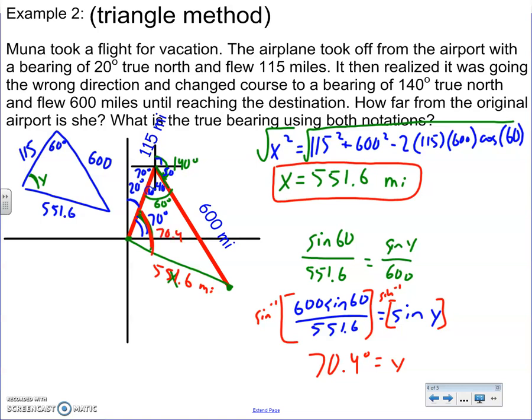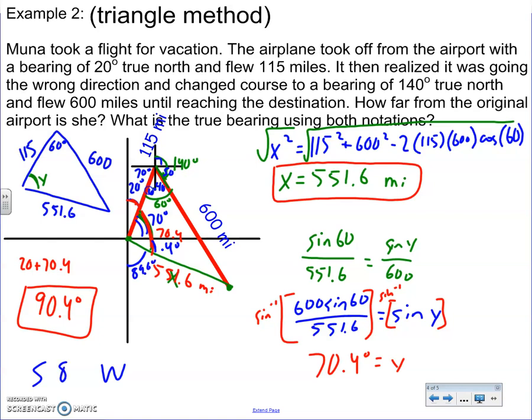If I want the true bearing, I have to add this top part as well. So I can do 20 plus 70.4 to get a 90.4 degree true bearing, true north. If I want the other notation, I'd have to find this thing right here, going south, and how much we're turning. So we're south, turning some number of degrees west. We have to find what this little piece is. If we know the whole thing is 90.4, you can subtract 90. This is 0.4 degrees. So if you do 90 minus 0.4, that gives you 89.6 degrees.